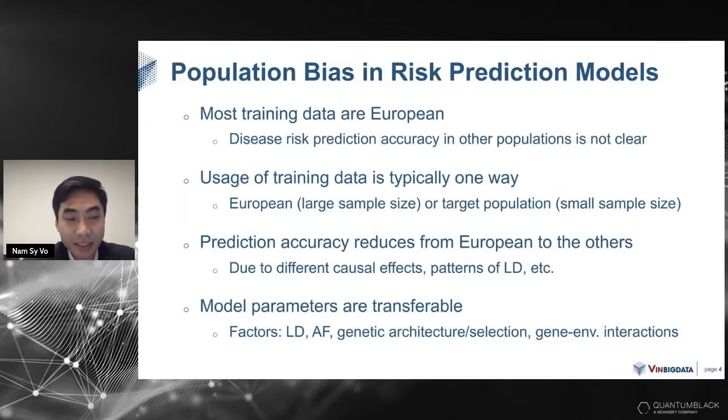So one important thing is whether model parameters are transferable. Some related factors are LD, allele frequency, genetic architecture, selection, or gene-environment interaction. So a very big problem right now is the European bias in genetic studies.